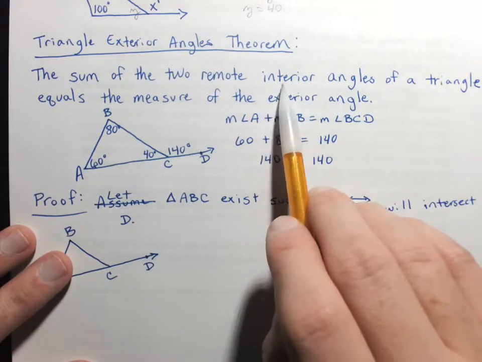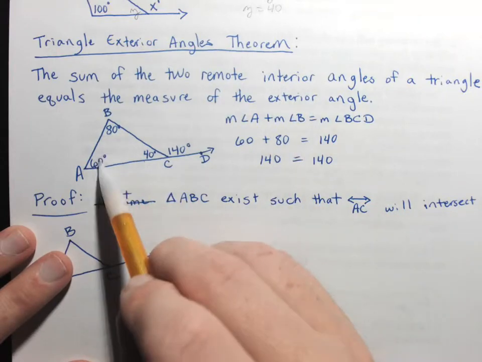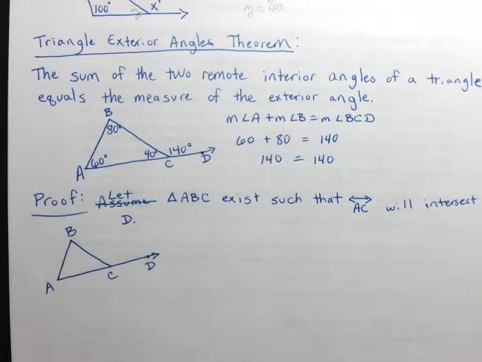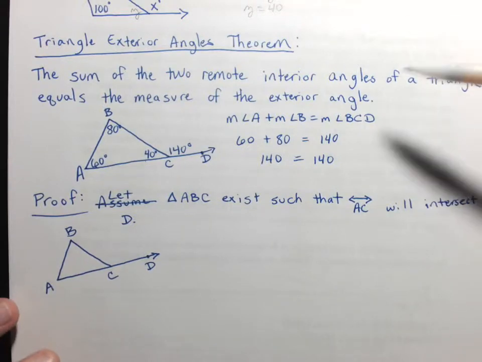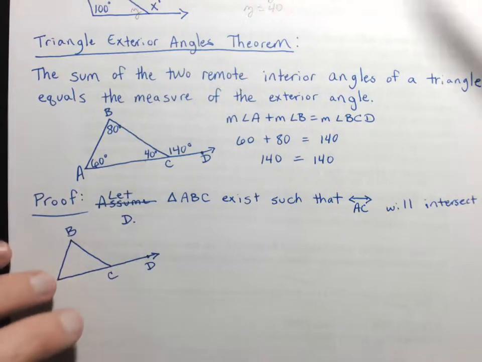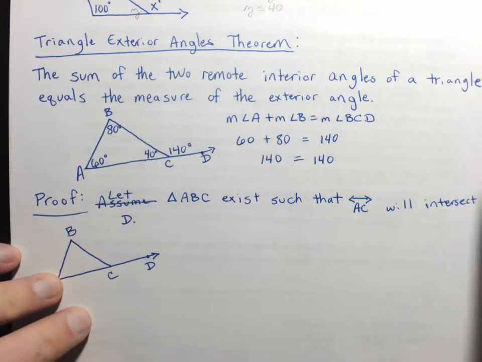So first off, let's think interior. That means the interior angles. Remote means away from. Think about a remote island. We think of an island far away. Think of a remote control. It enables us to control the TV while we're sitting on the couch far away from it on the other side of the room. So remote is on the other side, away from, by itself. So the two interior angles that are away from the exterior angle that we're talking about.